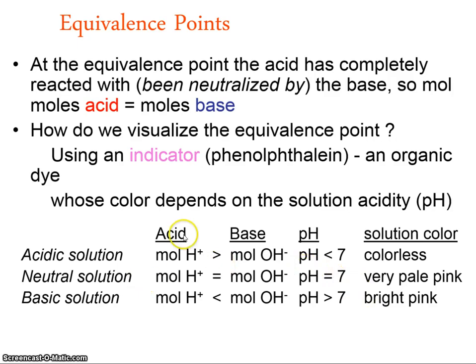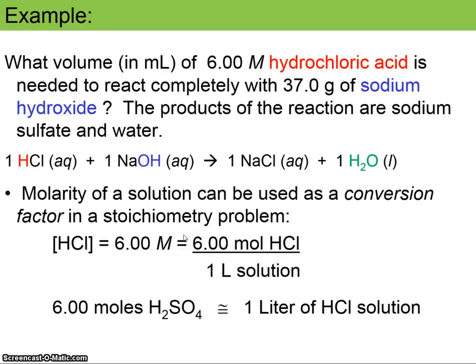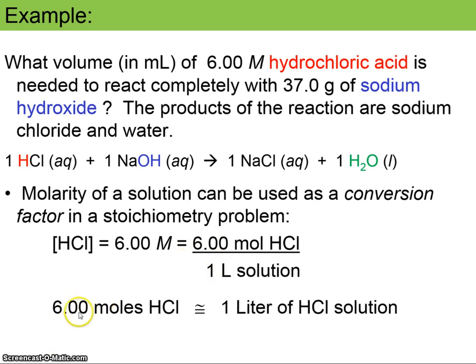Right. So let's do an example here. What volume in milliliters of 6 molar hydrochloric acid is needed to react completely with 37 grams of sodium hydroxide? The products of the reaction are sodium chloride and water. So I've got 1 HCl and 1 NaOH goes to NaCl and H2O. The molarity of the solution is going to be used as a conversion factor in a stoichiometry problem. So 6 molar HCl really means 6 moles of HCl per liter of solution. So that means in 1 liter of solution, I've got roughly 6 moles.